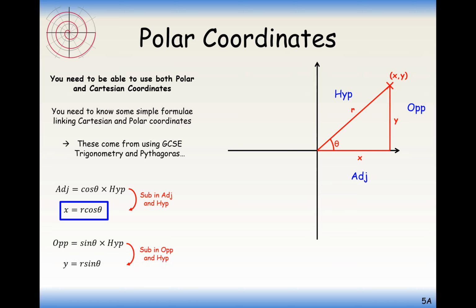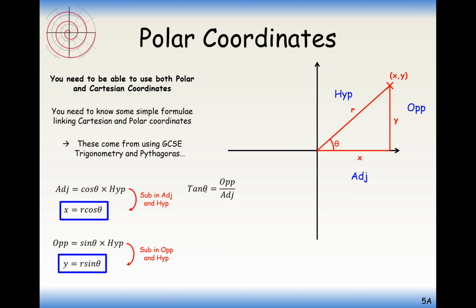So if we rearrange that a little bit and substitute in some values, y is the length of the opposite side, sine theta is the angle, and the hypotenuse is the length r. So it's y equals r sine theta. So it's definitely x refers to cos, y refers to sine. So these are 2 important formulae. We've got 2 more to go.